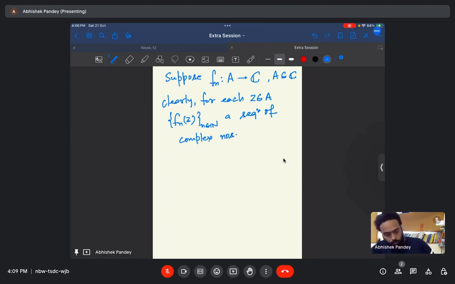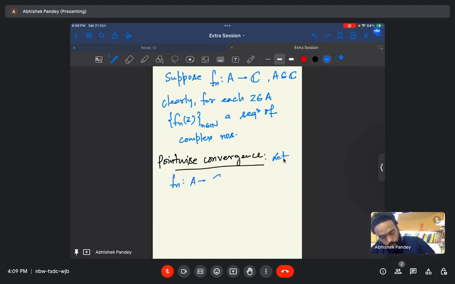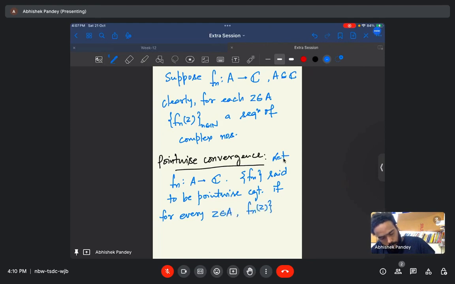So we define the pointwise convergence. Let fn be a sequence of complex valued functions. We say fn is said to be pointwise convergent if for every z belongs to A, fn(z) is a convergent sequence of complex numbers. So this is the way we define the pointwise convergent.